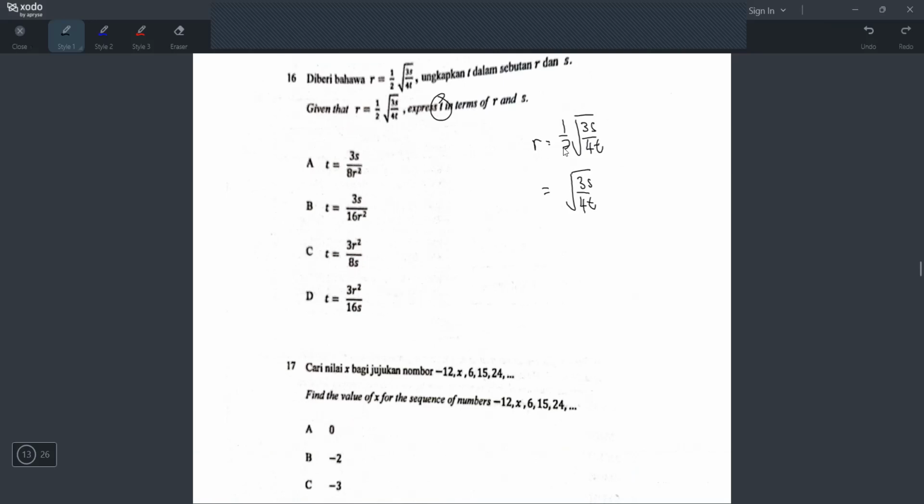So 1 over 2, when you move there, becomes what? Divide 2, when you move there, becomes times 2. So R times 2 is 2R.